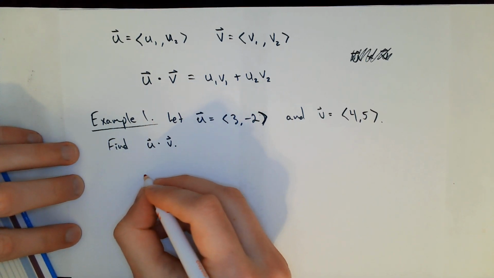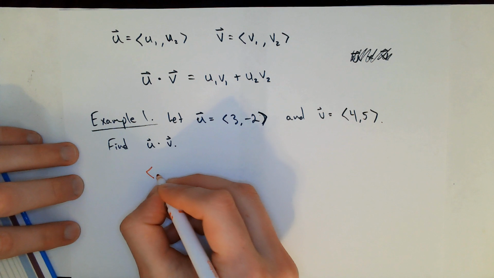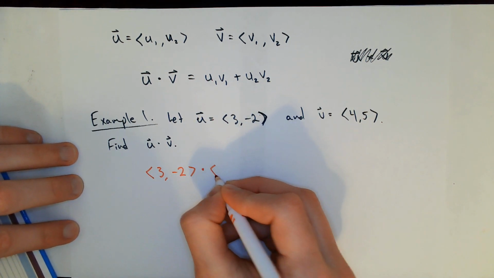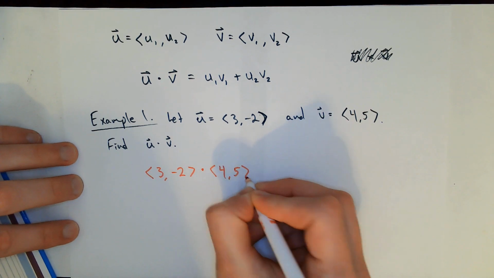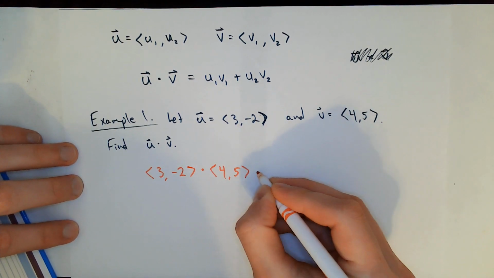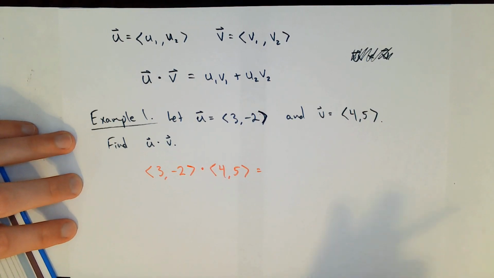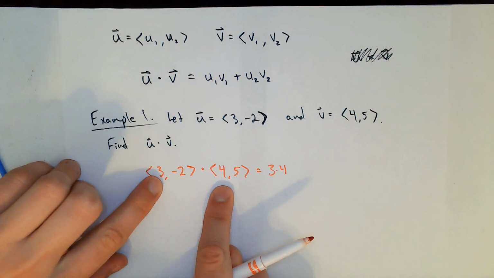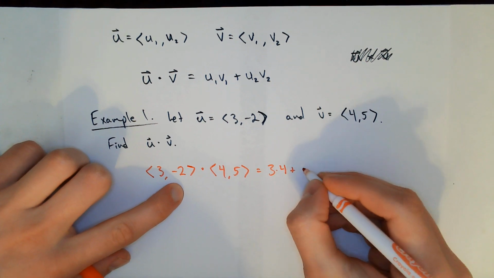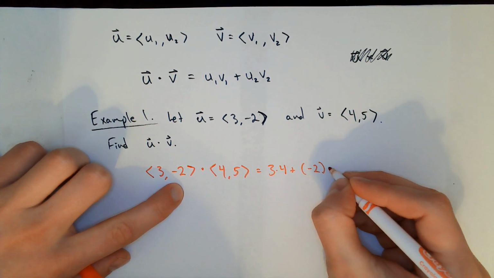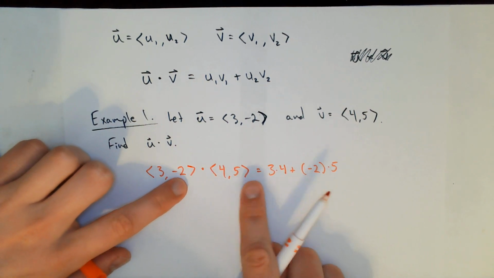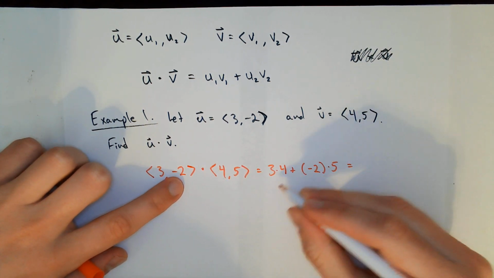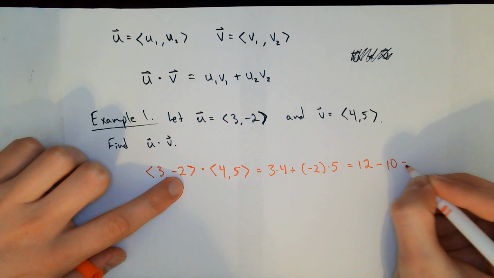Okay. So I could write them in component form and put a dot between them. That's okay. In fact, that might be helpful just to make sure I'm getting the calculation right. So I should have 3 times 4, the product of the first components, plus the product of the second components, -2 times 5, and that's going to be 12 minus 10, which is 2.